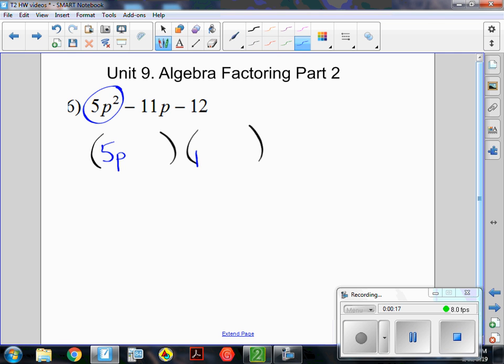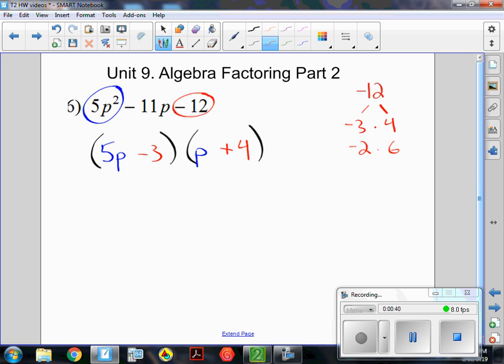So 5p and p. We take our last number, negative 12, and we come up with a list of numbers that could be negative 3 times 4, negative 2 times 6. Could use 1 and 12, but it's probably not 1 and 12. And so I'm just going to keep doing what I've been doing, which is do the first one I have down, minus 3 and plus 4.